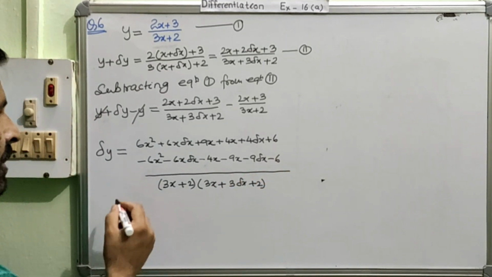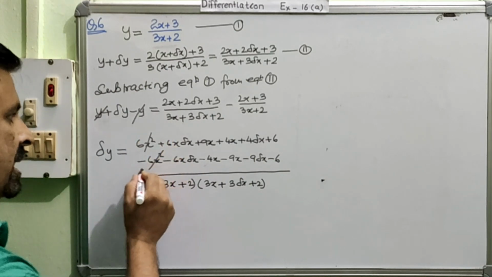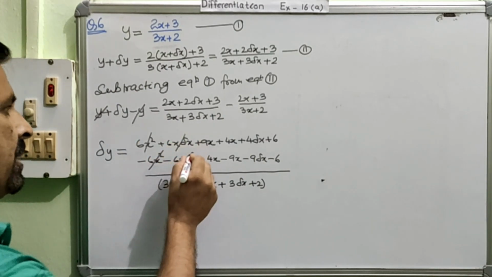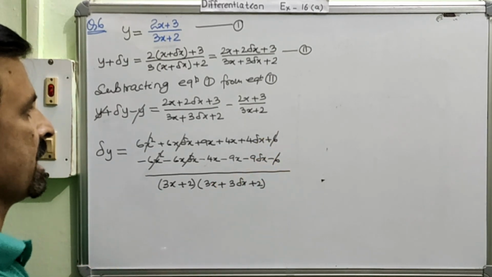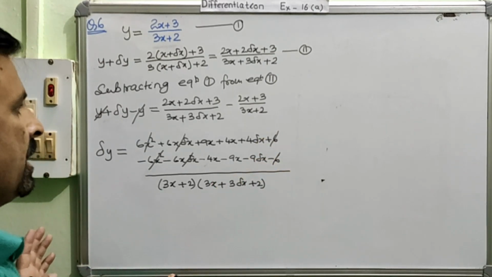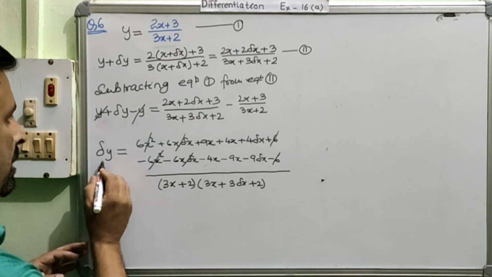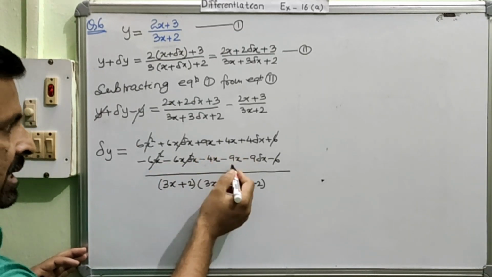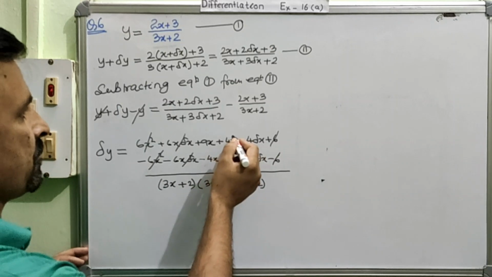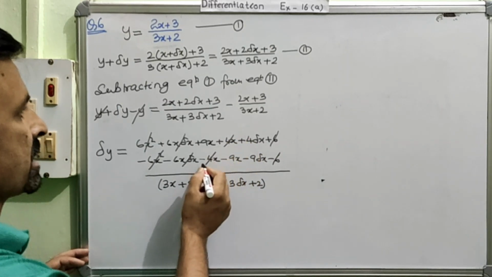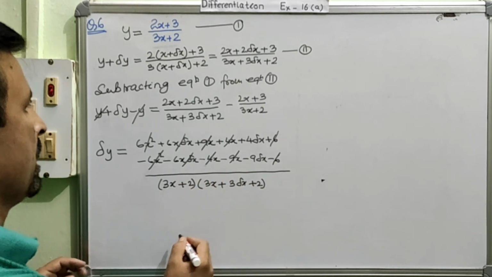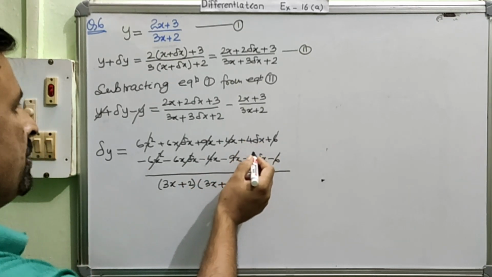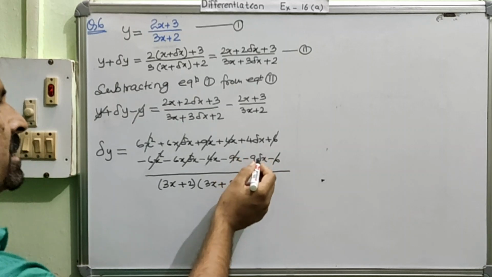Now after this we will simplify. So this 6x² and this 6x² cancel, this and this cancel. Clear? Plus 6 and minus 6 also cancel. Am I clear? Now we still have to simplify because there are like terms. This is plus 4x and this is minus 4x. This is plus 9x and this is minus 9x. Clear? Now what we are left with is only these two terms, isn't it?